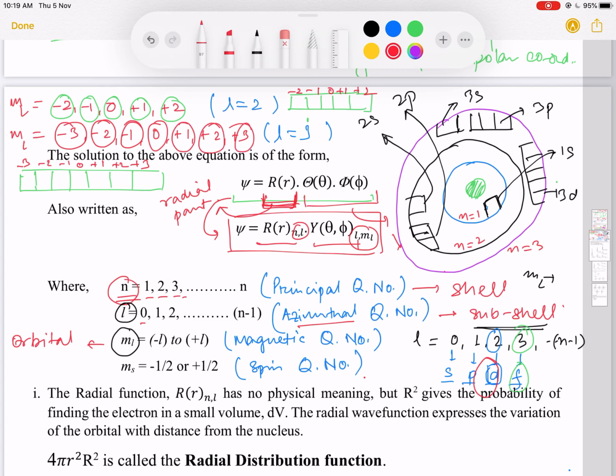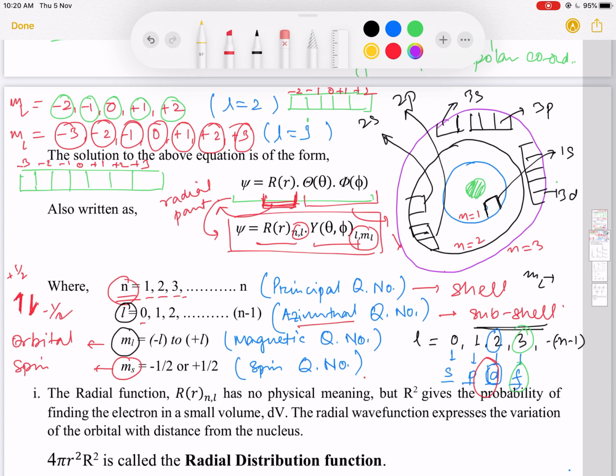And we have one more, the last quantum number, ms. It tells us about the spin of the electron. The spin of the electron means the electron can be present either in the upward spin, or it can be present as downward spin. If it is upward spin, it will be plus half, and if it is downward spin, it will be minus half.